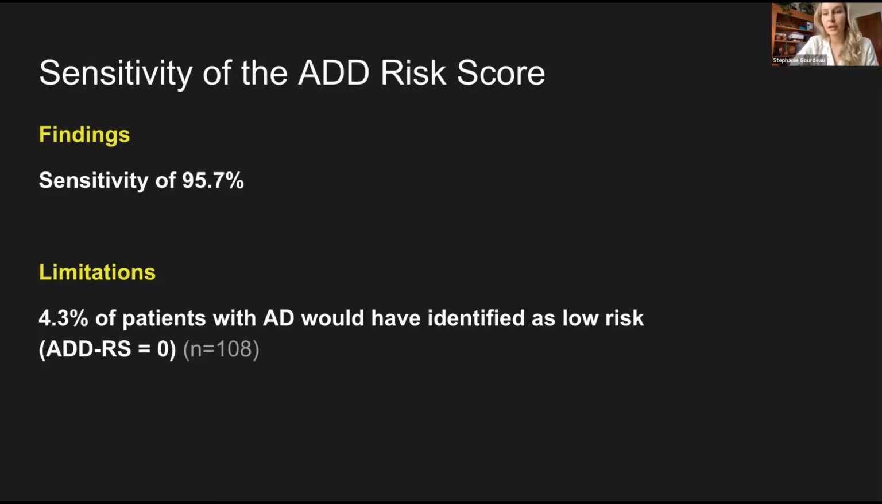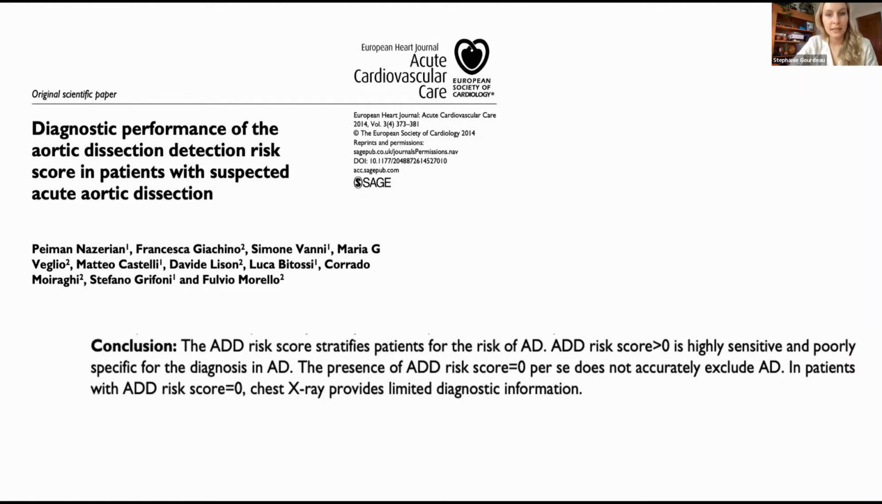So it did not prove to be a sensitive enough rule-out strategy for aortic dissection, which is a very deadly cardiovascular disease, so you don't want to miss any patients. Many studies then followed on the application of the ADDRS score, and some were done in a more prospective observational fashion. However, these studies persistently demonstrated that an ADDRS score of 0 did not accurately exclude aortic dissection. And this is just one example of some of the studies that were done.